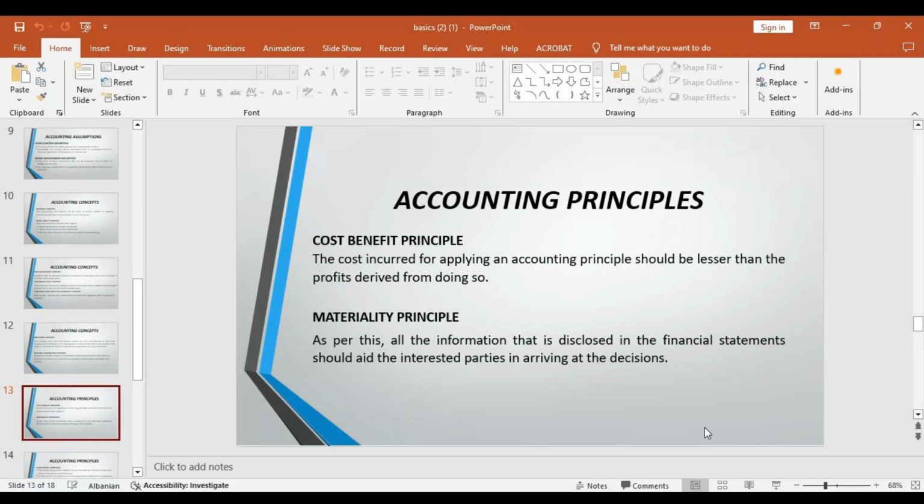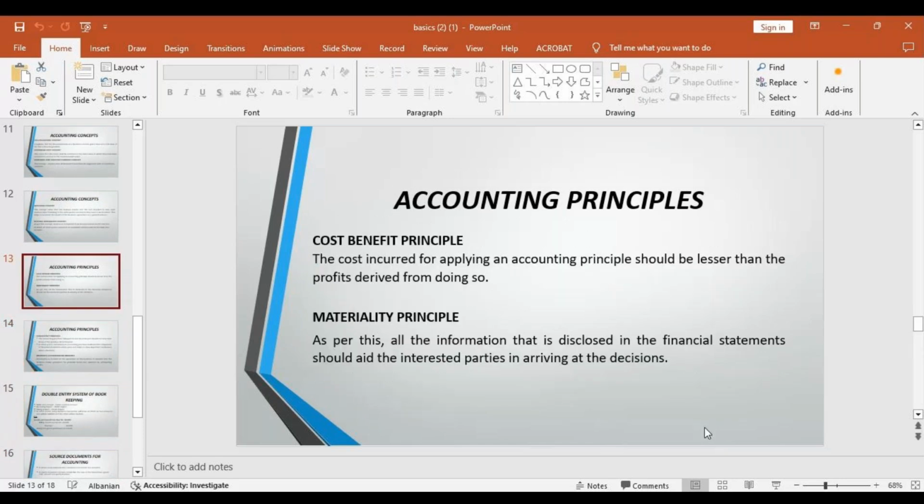Materiality principle. As per this, all the information that is disclosed in the financial statement should aid the interested parties in arriving at decisions. That means when the annual meeting is held, all the interested parties must know. Here, parties is not everyone in the sense, your shareholders, your partners, everyone must be known about everything.